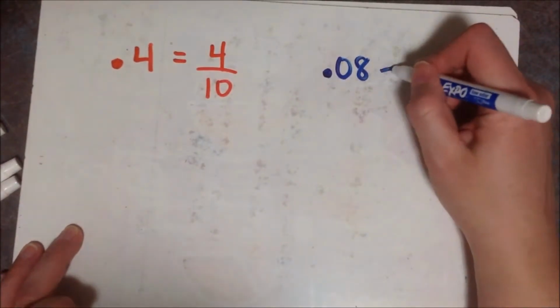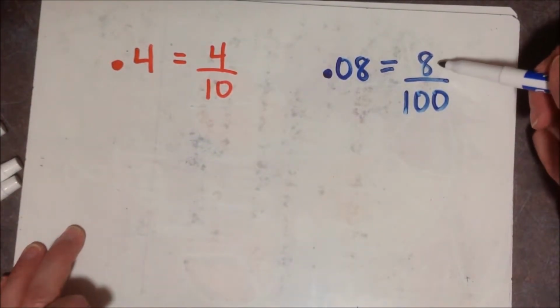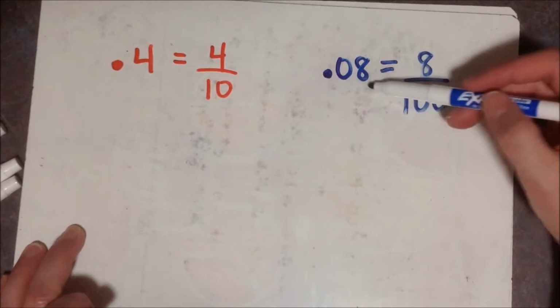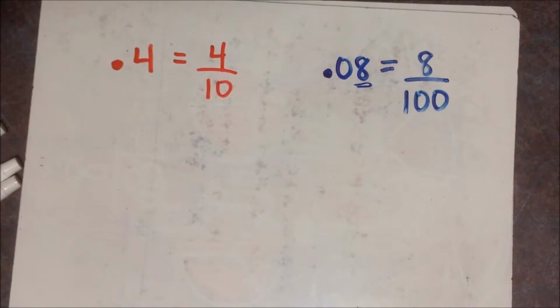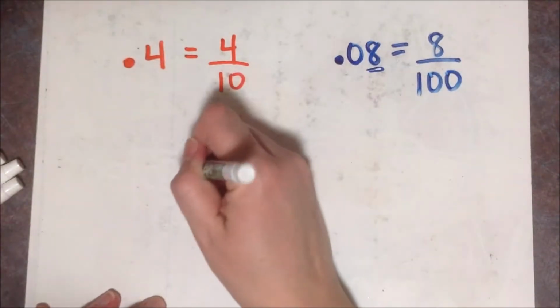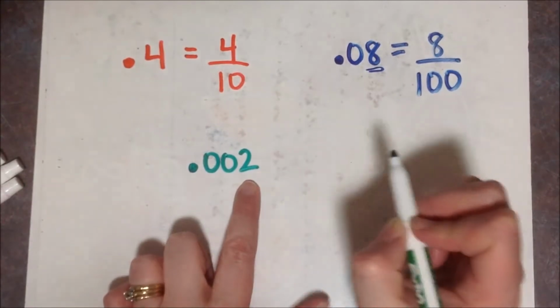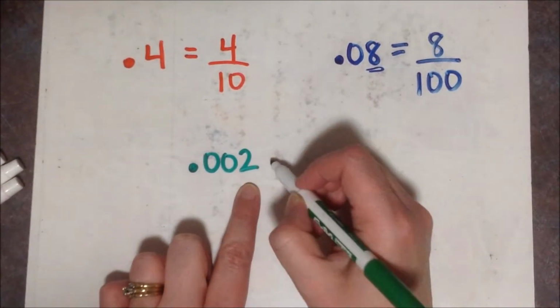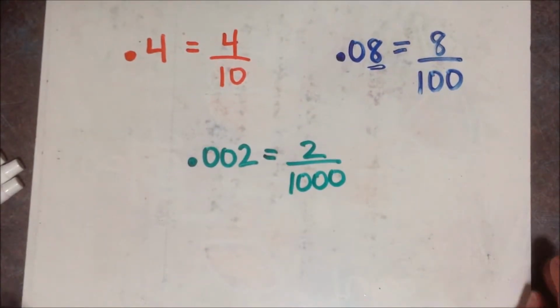If I had 8/100ths, this is the same as 8/100, because I would say this the same way, 8 hundredths, because it's in the hundredths place. And then the last example that I gave you, I think that was in green, it was 2 thousandths. So again, I would have to bump it back a couple of spots behind the decimal point in order to get it into that thousandths place, 2 thousandths, but then it would be the same as this, 2 over 1,000.